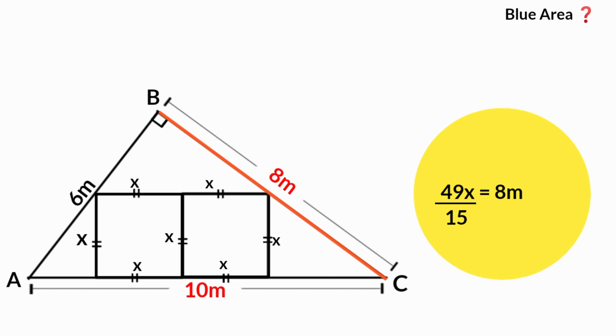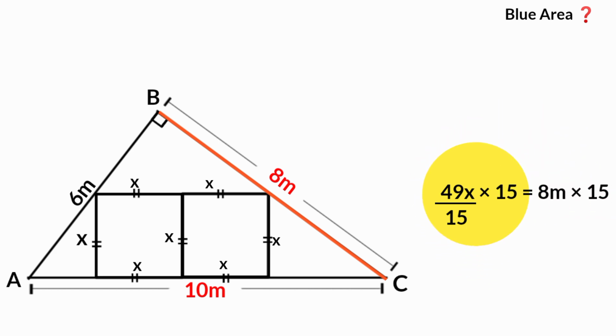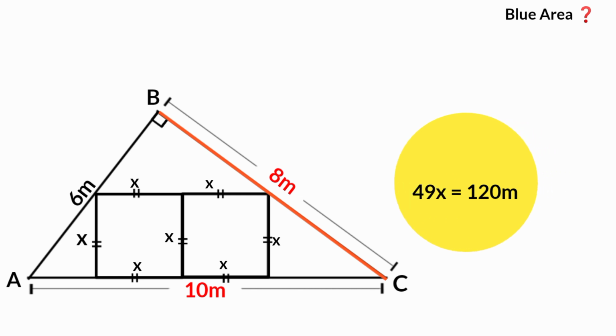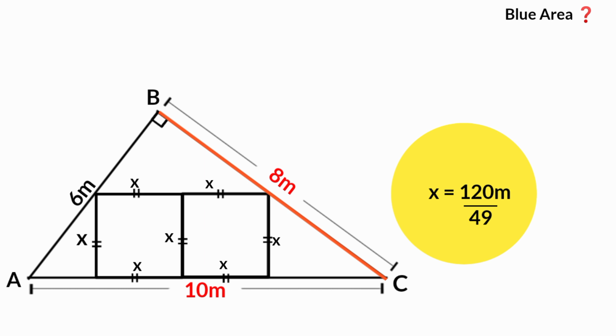Multiplying both sides by 15. Here 15 cancels 15, and here 15 times 8 meters, I will say is the same as 10 times 8 meters plus 5 times 8 meters. 10 times 8 meters is 80 meters, and 5 times 8 meters is 40 meters. 80 meters plus 40 meters is 120 meters. So 49x equal to 120 meters. Dividing both sides by 49. Here 49 cancels 49. Now x equal to 120 meters over 49.